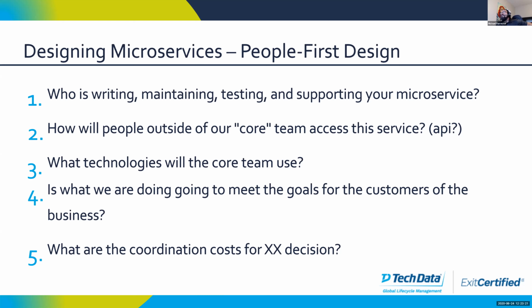Two, how will people outside of the core team access the service? Hopefully, today your answer is an API. If you're offering something that's a little more tightly coupled, I'd recommend that you look at that. But how are you going to publish that API? Are you going to have documentation, endpoints? Is it going to be remarkably independent? Like, what are you going to do to make that work for people?